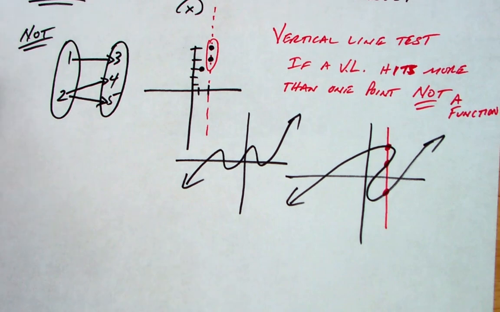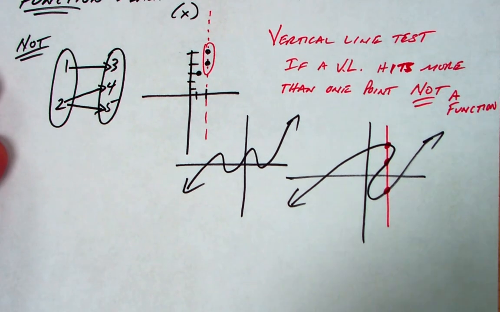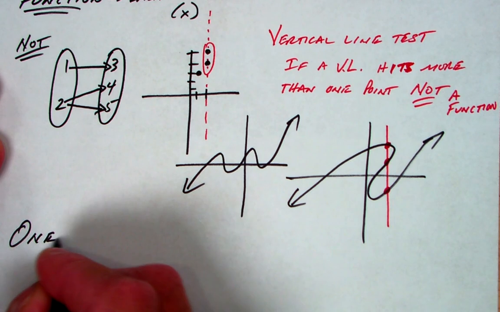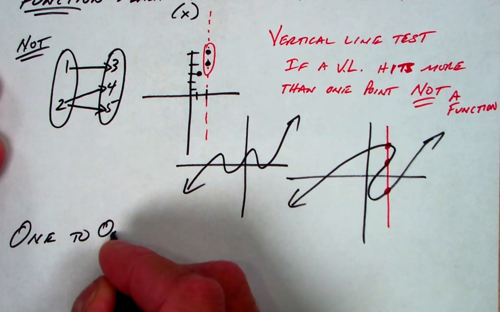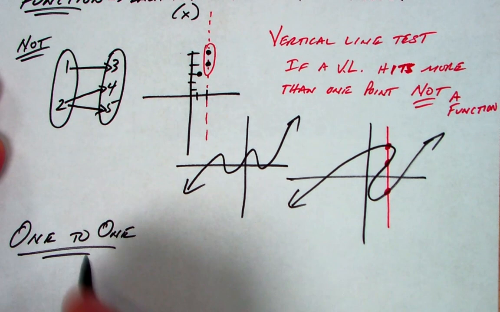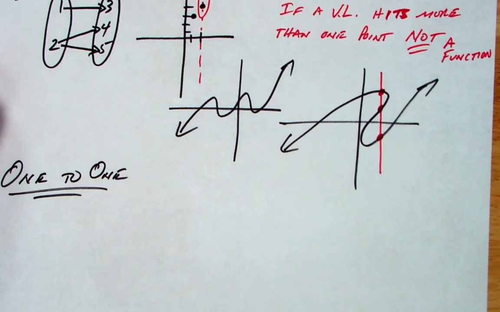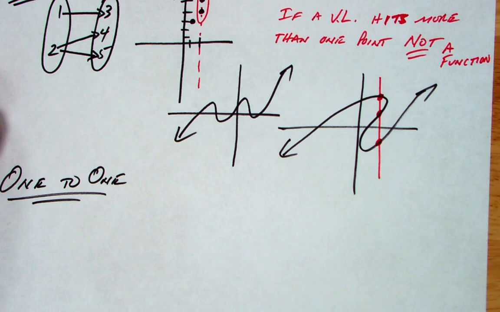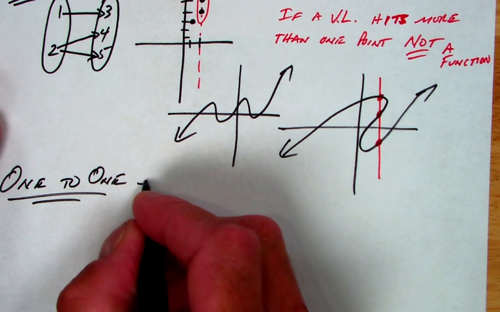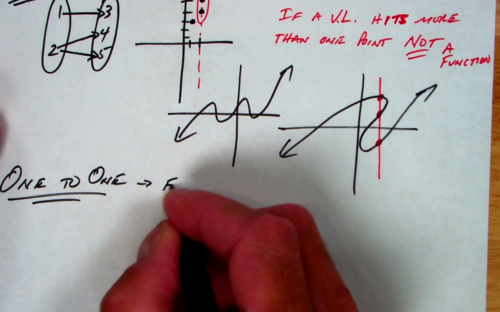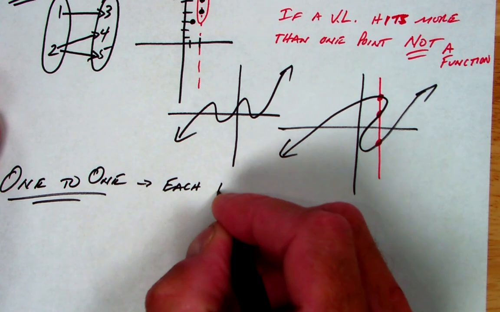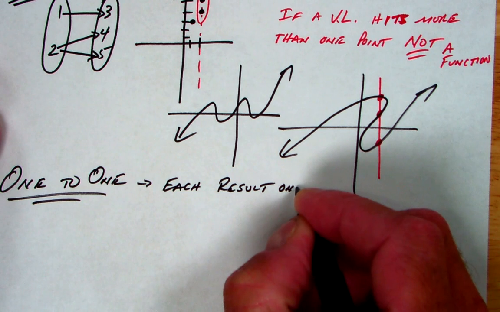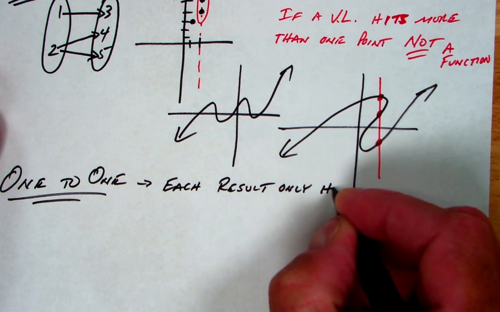Okay. So, 1-to-1. Okay. This gets a little bit more funky. Okay. So this means that each result only happens once.